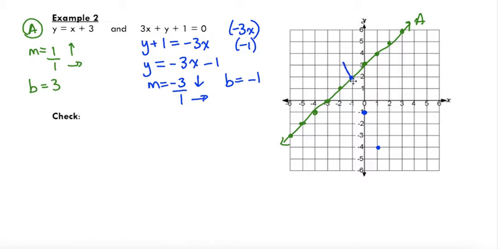So I'm going to connect these points using a straight edge. And I'm going to label this line B. So it looks like from my graph that I have a point of intersection at the coordinate negative 1, 2. And I can verify this by doing a left side, right side check for both equation A and equation B.